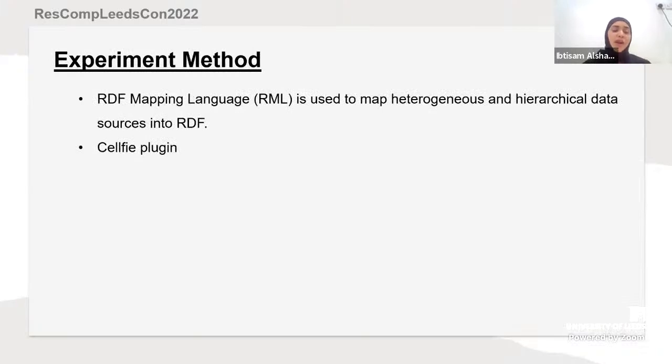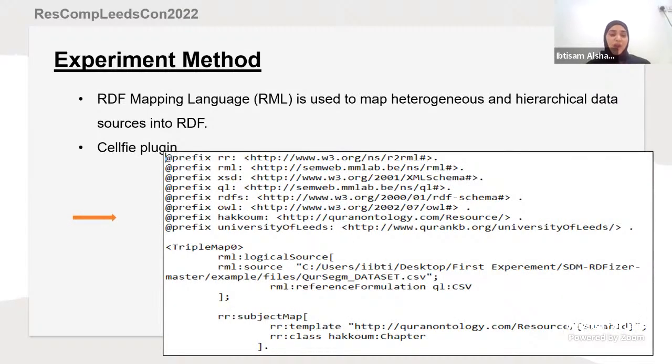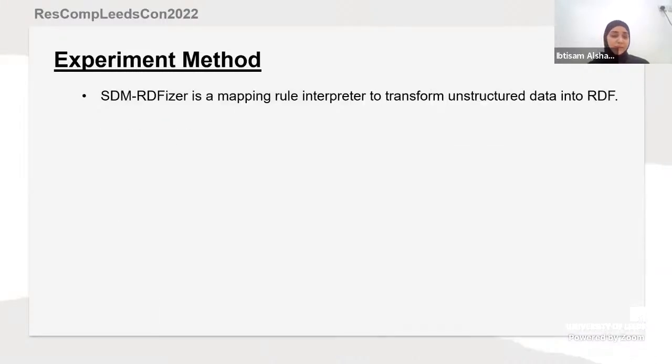Then we use the RDF Mapping Language, RML, which is the main tool in our experiment. This tool is used to map heterogeneous formats to an RDF model. What is RML? The World Wide Web Consortium created RML to map data structures and serializations, for example CSV, XML, and JSON files, to RDF. In our experiment, as you can see in this figure, we mapped the Hakum classes to the columns in the CSV file for the QAC segment corpus.